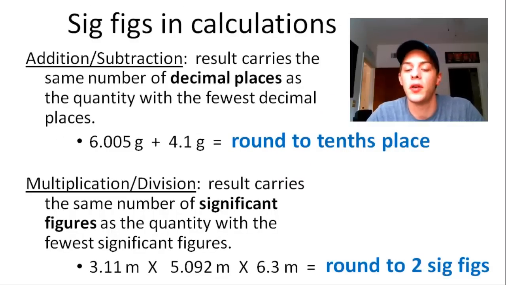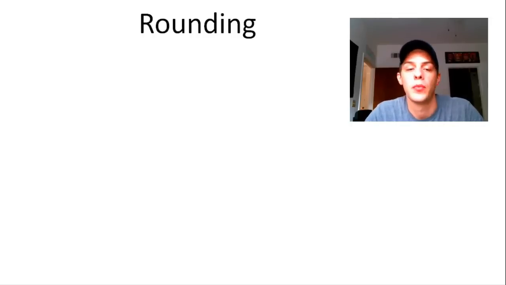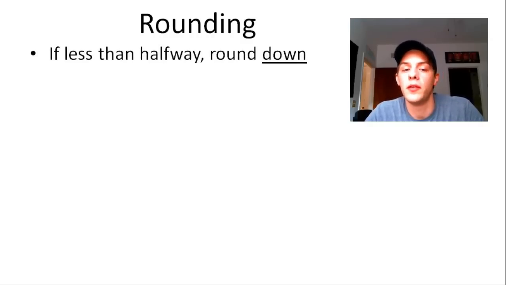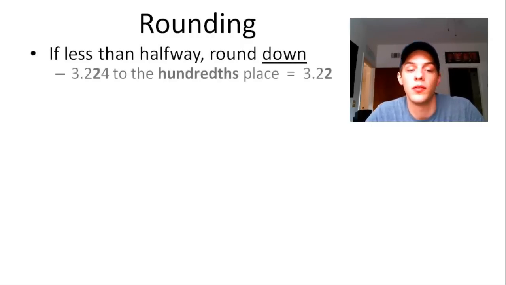So I'd like to talk a little more about rounding now. You may already know how to round numbers, but I'd like to go over it just so we're all on the same page. Basically, if it's less than halfway, you're going to round down. If I have 3.224 and I want to round that to the hundredths place, this 2 here is the digit that I'm going to round. Do I keep it as a 2, or do I round up and make this a 3? Well, the 4 means it's less than halfway between the 2 and the next digit up, which is 3. So I'm going to round that down to 3.22.